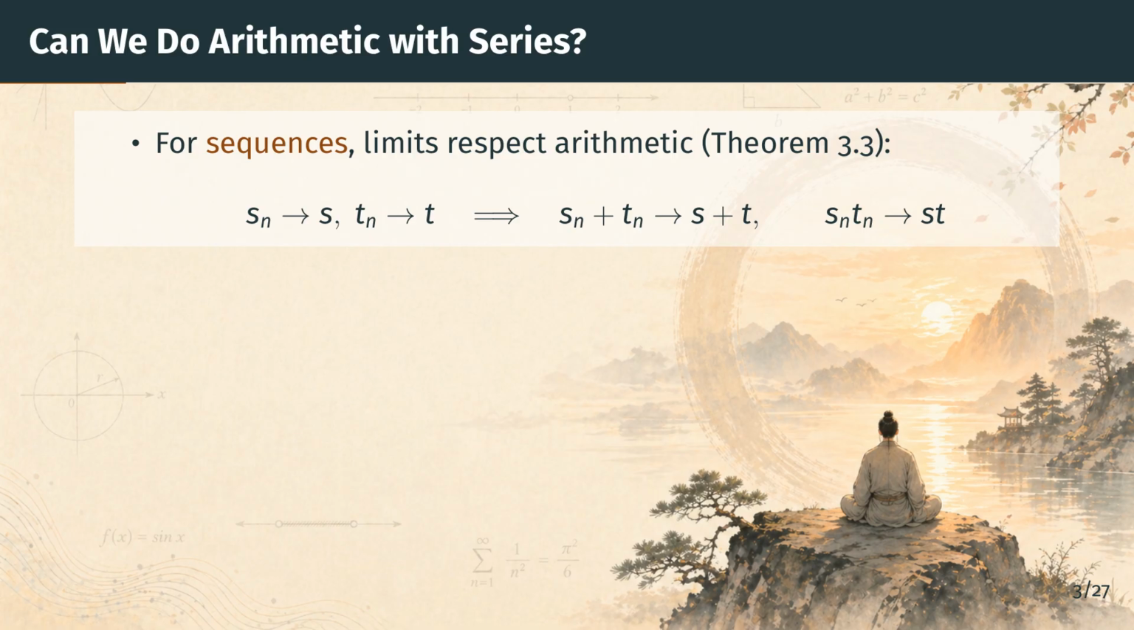Let's set the stage. Back in theorem 3.3, we proved that limits of sequences interact nicely with arithmetic: if S sub n converges to S and T sub n converges to T, then the sums converge to the sum of the limits, and the products converge to the product of the limits. A series is nothing but the limit of its partial sums, so it is natural to hope that series can be added and multiplied just as comfortably. Next, let's see how far that hope carries.